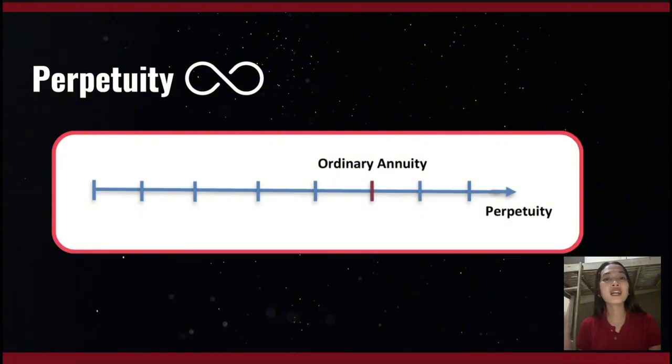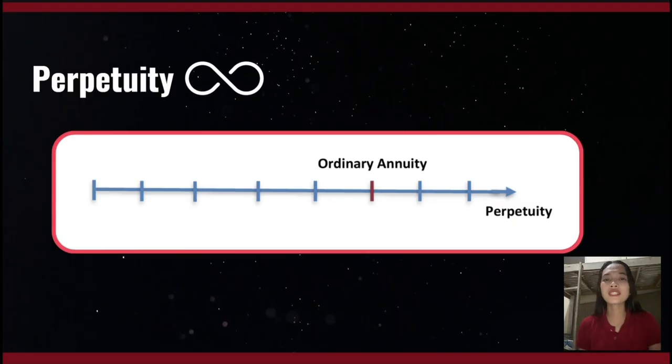But in that timeline, we notice something interesting. The line continues even after the annuity ends. This is where they enter the world of perpetuity. So a perpetuity is very similar to an annuity because it also involves equal and regular payments. However, unlike the annuity, perpetuity never ends. The payments go on forever, no expiration, no endpoint.